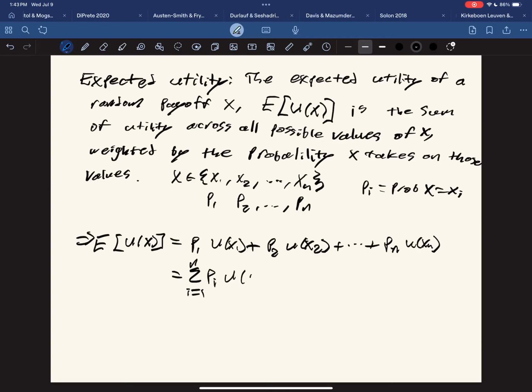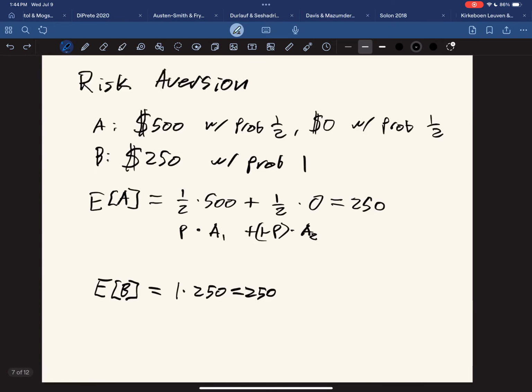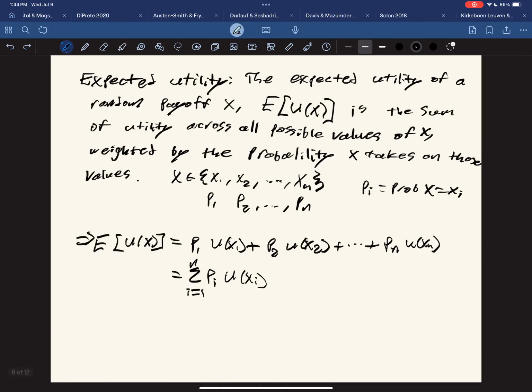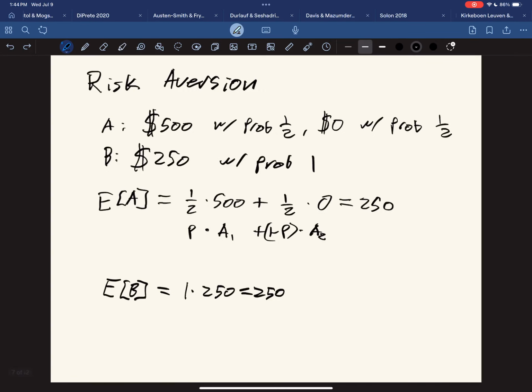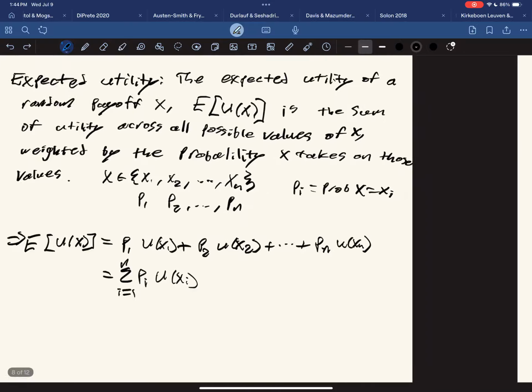U of Xi. So one note about expected utility is that if you treat U of X as a random variable, expected utility is the expected value of U of X, right? Which is why we denote it like this. So let's talk about how lotteries A and B look under the expected utility framework, right? Because we showed they have the same expected value.